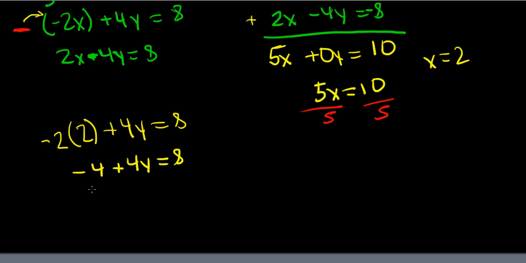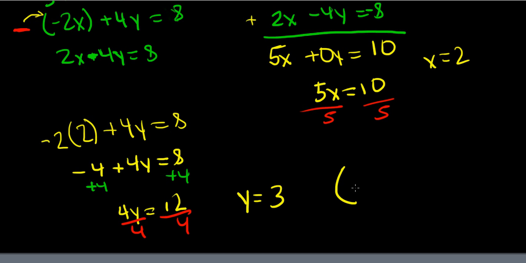Then we want to isolate the y variable, so we're going to add 4 to both sides. That would cancel out the 4's, leaving us with 4y equals 12. Then finally, in order to isolate the y variable, we have to divide both sides by 4. When we divide the left side by 4, that leaves us with 1y. When we divide the right side, we get 3, so y equals 3, and the solution ordered pair would be 2, 3. Now we're going to look at a final example of using elimination.